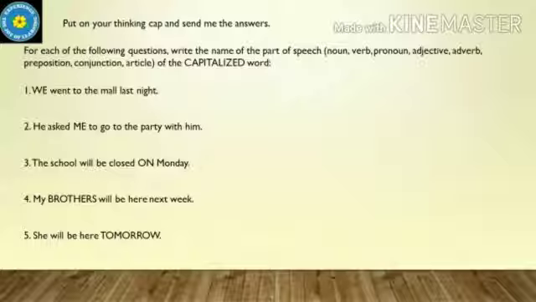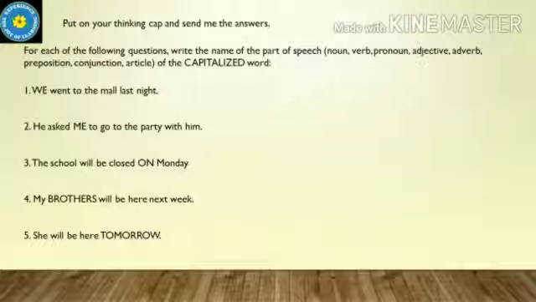Now I want you to put on your thinking cap and answer these questions. I have given you 5 sentences and I want you to find what the capitalized word stands for. What part of speech? For example, the word we, then me, then on, next brothers, and next tomorrow. Find the answer, write it on a piece of paper, take a snapshot, and send it to my WhatsApp ID, my personal ID. Find the part of speech of the capitalized word.